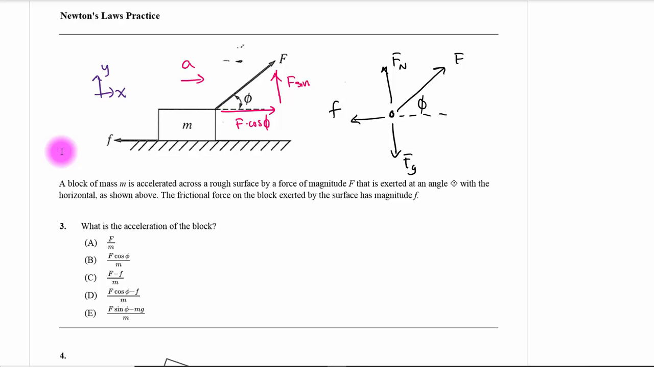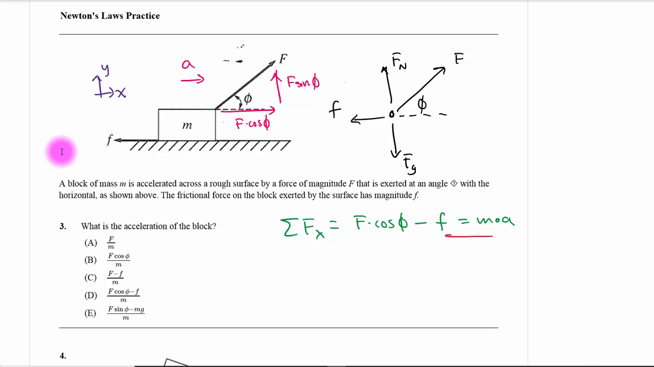And at this point, I think I can go ahead and write out a net force equation just in the x direction. Sigma Fx would equal all forces to the right, and that's just F cosine phi, minus any forces to the left, little f, should be equal to m times a. And since they want an expression for a, we can just divide by m on both sides of the equation.